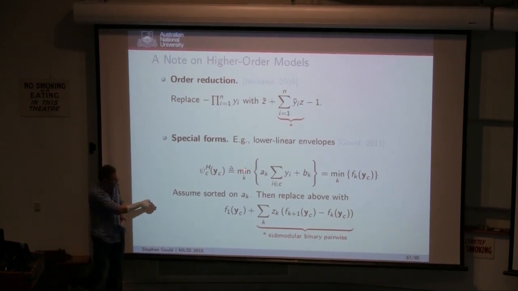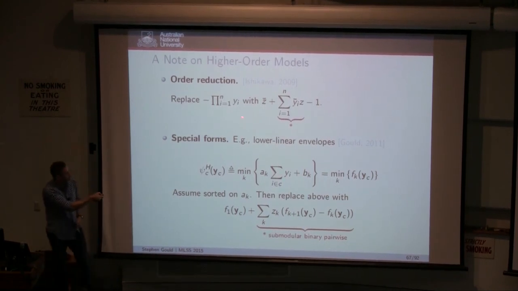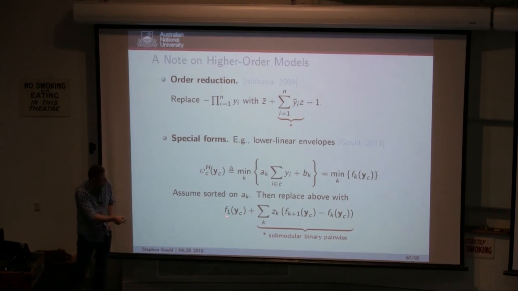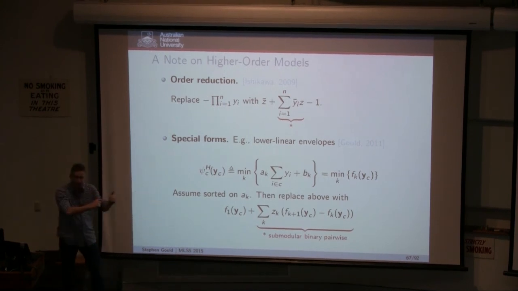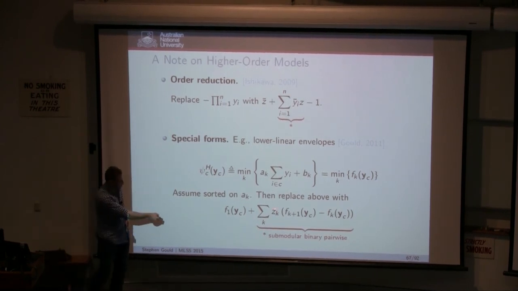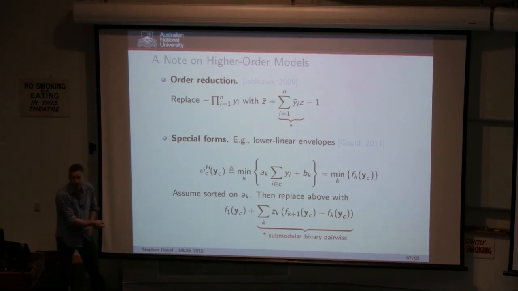If I have a higher order function defined in this way, then similar to the construction here, I can decompose it as a telescoping sum, where I have my first linear function, and then I have the sum of the differences between successive linear functions multiplied by this auxiliary variable that I introduce.